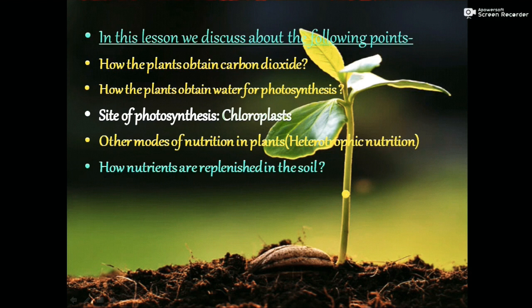Today, in this lesson, we will discuss about the following point. How the plant obtain carbon dioxide from environment. How the plant obtain water for photosynthesis. The site of photosynthesis, that means chloroplast. Other mode of nutrition in plant. How nutrients are replenished in soil.